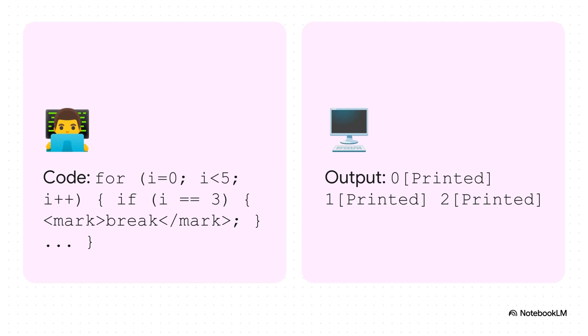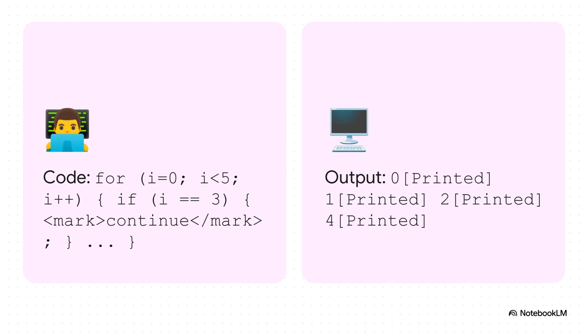It prints 0, prints 1, prints 2, and then boom, i hits 3, that if statement is now true, break gets called, and the whole thing just stops, dead in its tracks. Notice, no 3, no 4. The loop is over. Now let's do the exact same thing, but we'll swap in continue.